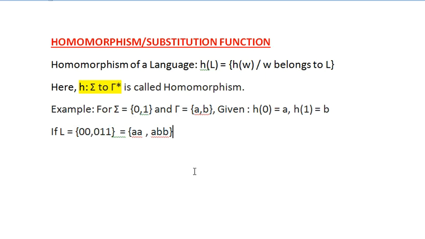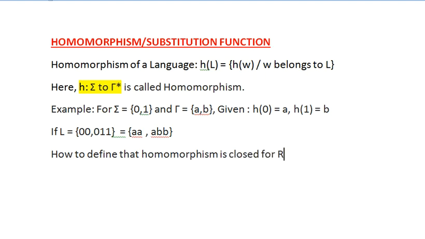This is just the definition of homomorphism. Now my question to you: how do you justify that homomorphism is closed for regular languages? See, the best way to answer this is like this.